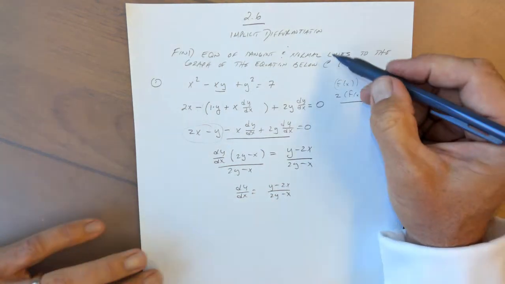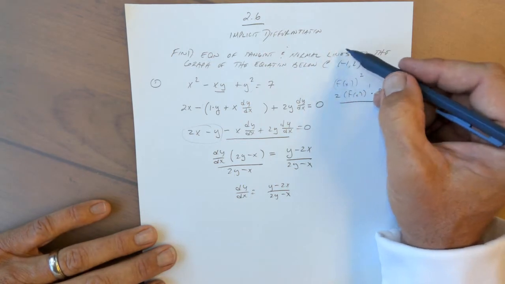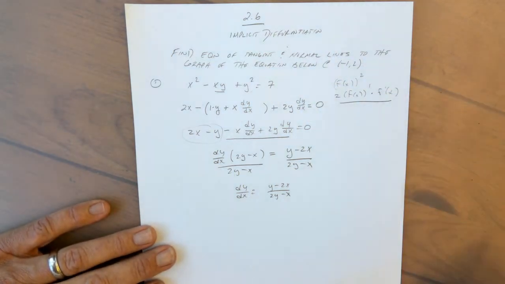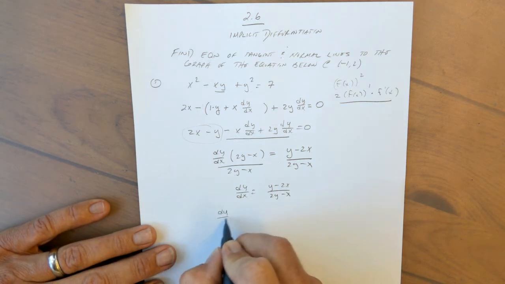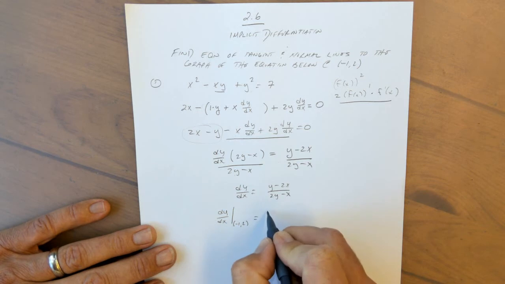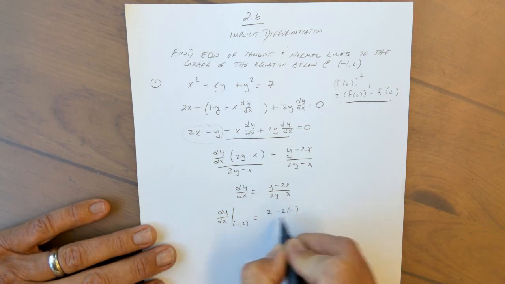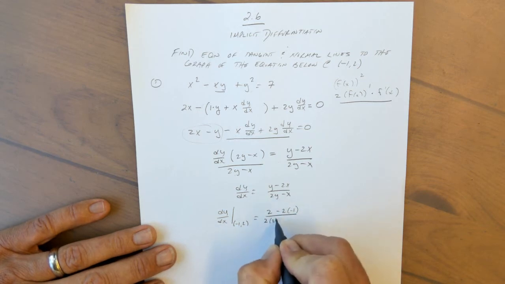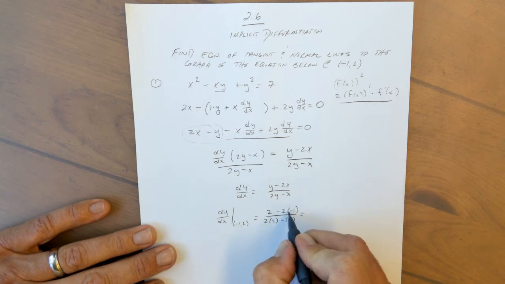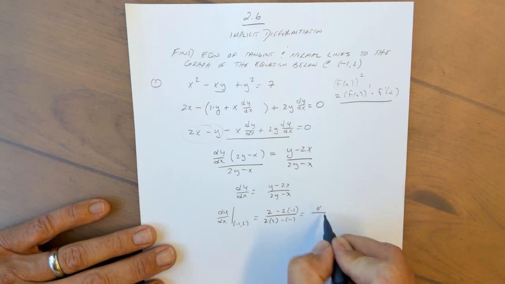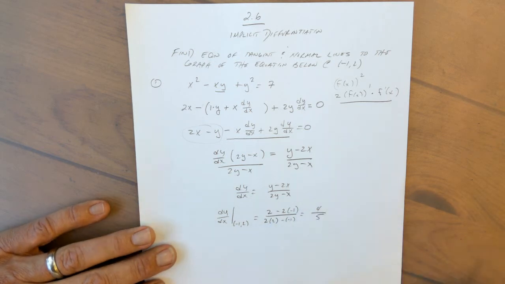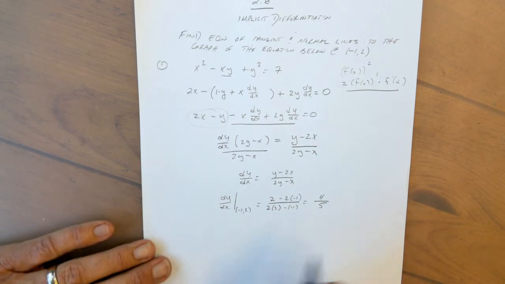Okay, so the question actually asks us to find equations of tangent and normal lines to this graph at the point (-1, 2). So now we want to find the slope at (-1, 2). So we have 2 minus 2 times -1 over 2 times 2 minus -1. So that becomes a positive 2, so 2 plus 2 is 4. That becomes a positive 1. 4 plus 1 is 5. So there's the slope of the tangent line.